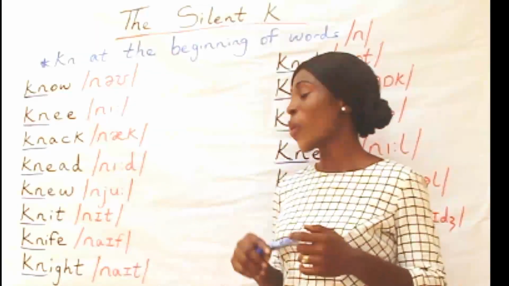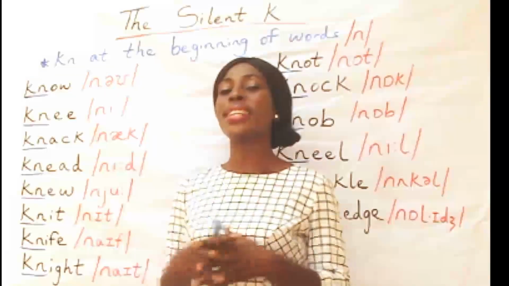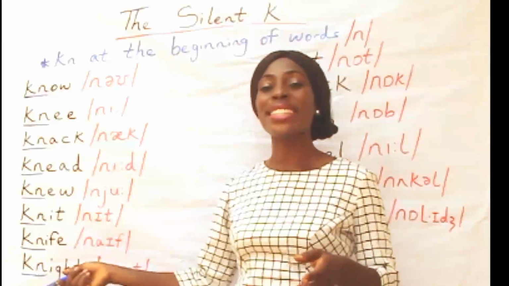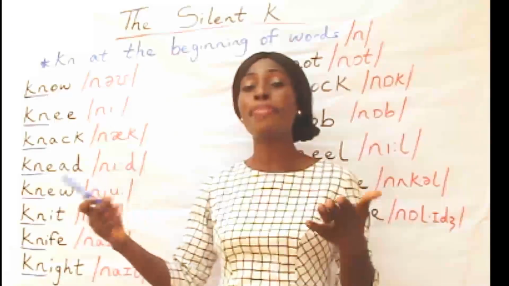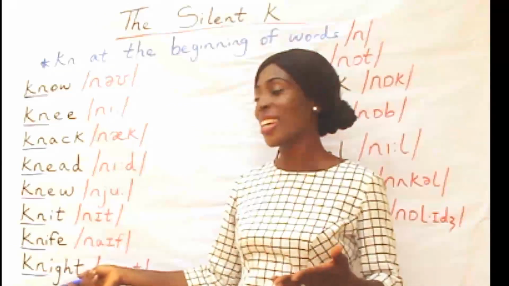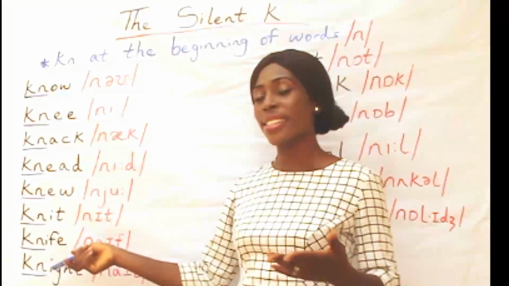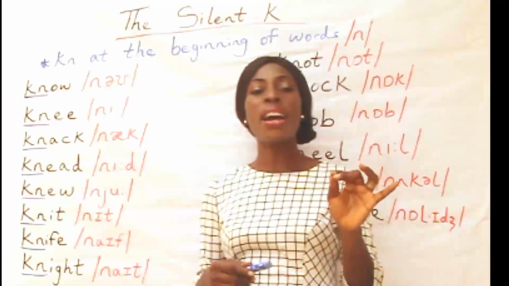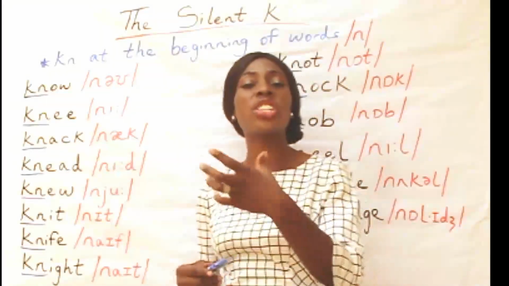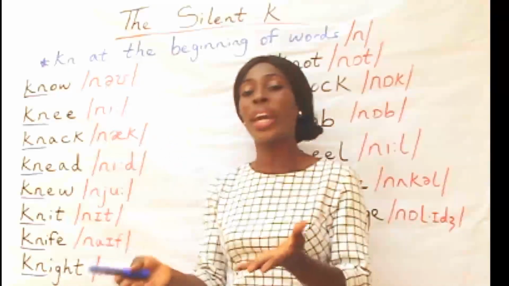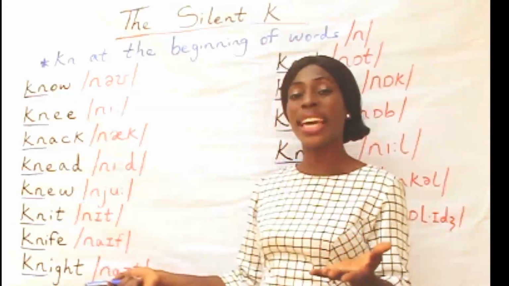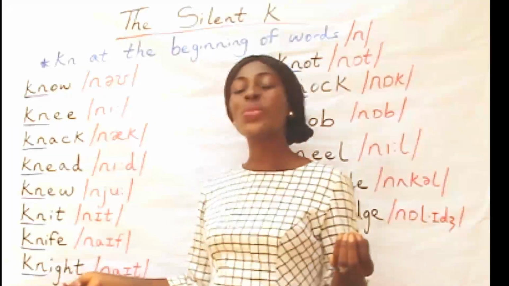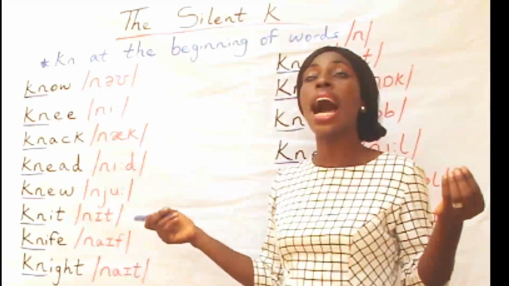Now the next word we have here is knight. This word confuses students because they'll say k-night. It's the same with KN, with the K being silent. So this is not k-night. It is knight. The K is silent. Now who is a knight? A knight is a man who has been given a special honor by the king or queen. A man given a special honor by the king or queen is called a knight.